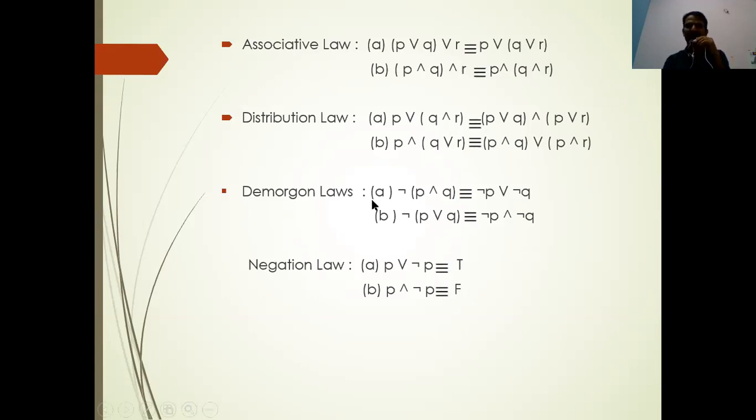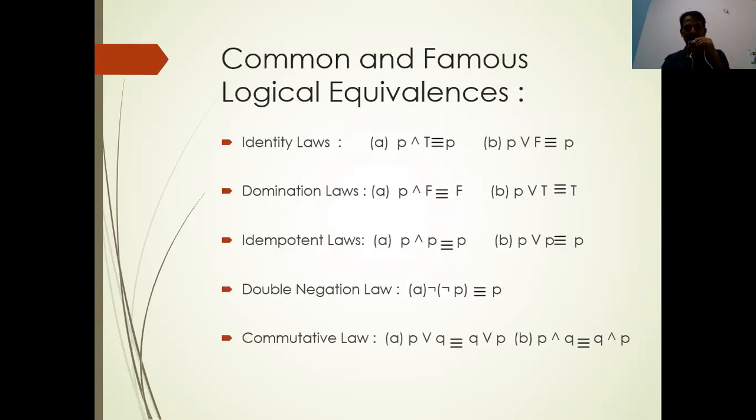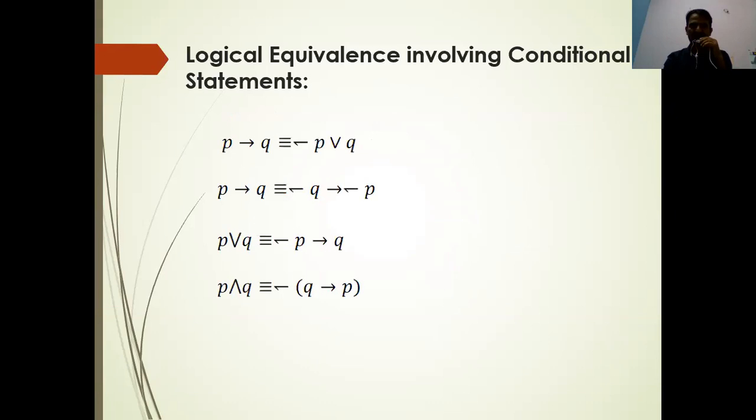De Morgan's laws: negation of (P and Q) is equal to negation of P or negation of Q. Negation of (P or Q) is equal to negation of P and negation of Q. Negation law: P and negation of P is false, and P or negation of P is true. These are very important laws. In the next videos, we use them to prove the normal forms, and everywhere we use associative laws, distributive laws, idempotent laws, as well as identity laws.